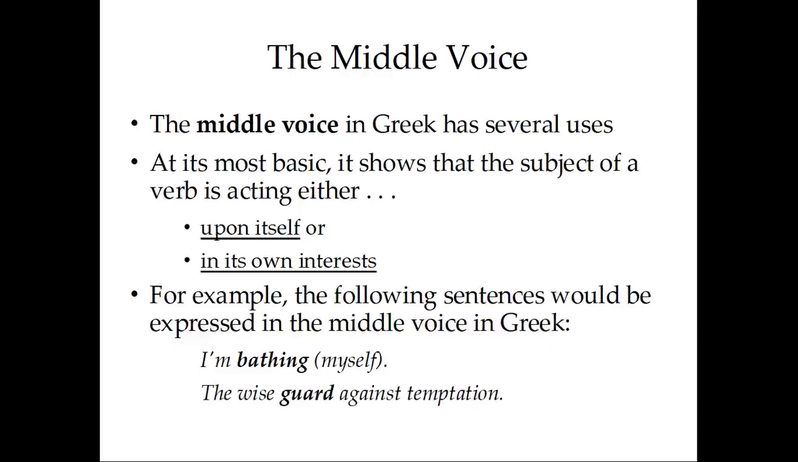Also, in a sentence like, the wise guard against temptation, they're the ones doing the guarding, and it's for their own sake that they're doing the guarding. They're not guarding, well, in a sense, they are guarding themselves and guarding in their own interests. The first one, the acting upon themselves, is maybe the better way to think of this particular use of the middle voice.